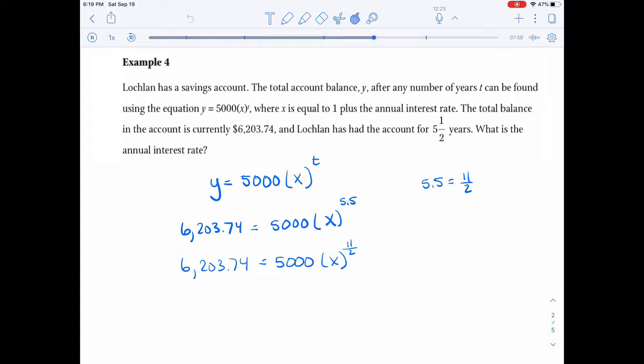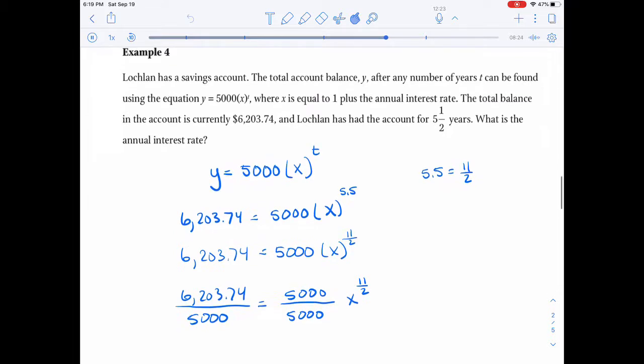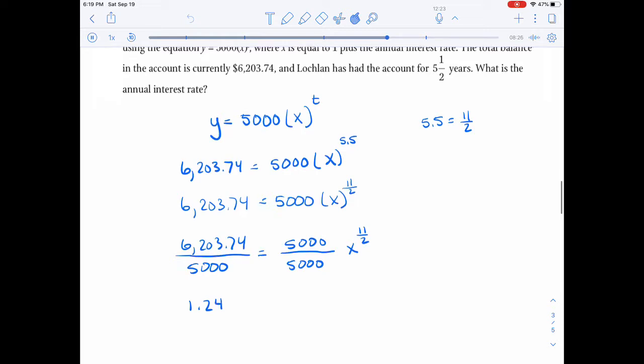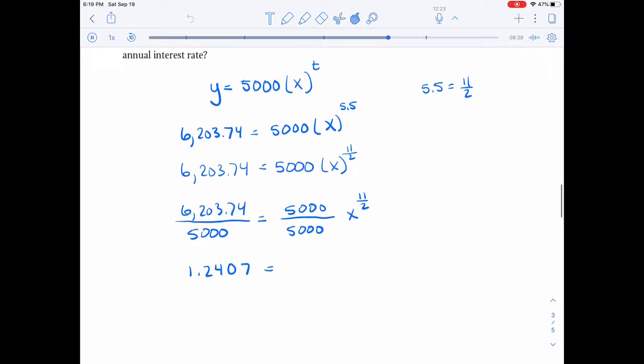Next, I'm going to divide both sides by 5,000. So we would have an equivalent 6,203.74 divided by 5,000. And what I do to my left side, I have to do to my right side as well. That is the multiplication property of equality. So divided by 5,000, x to the 11 halves. This is going to be equivalent to 1.2407 is equal to x to the 11 halves.